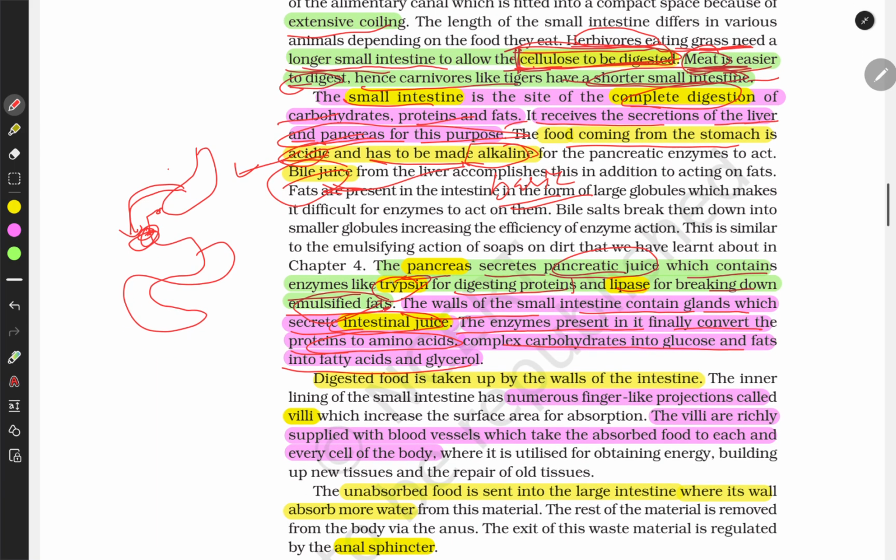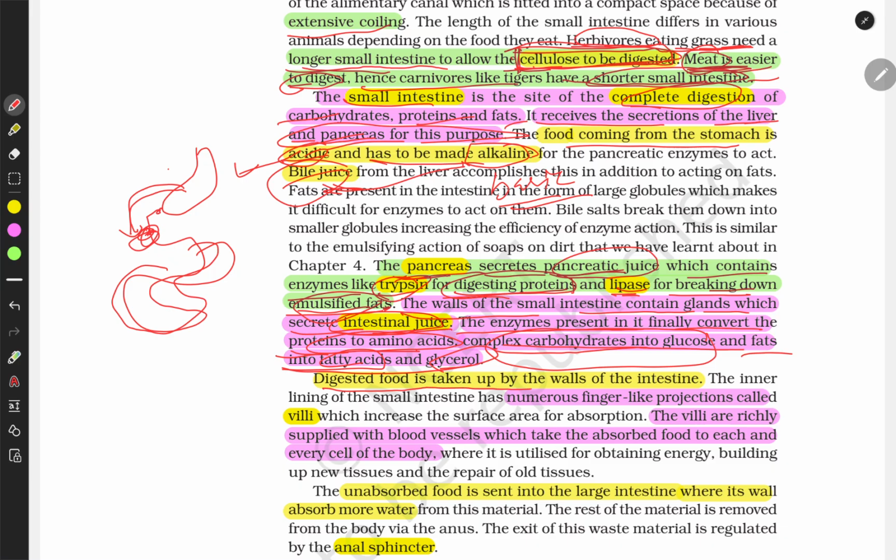Then the pancreas is secreting pancreatic juice. Two types of molecule it is secreting. One is trypsin, which is helping digestion of the protein, and also the lipase, which is breaking down the fat molecule. And also the walls of the small intestine produce intestinal juice, and this intestinal juice converts the protein into amino acid, which is absorbed by our body, and complex carbohydrate into simple glucose molecule, and fat into fatty acid and cholesterol.